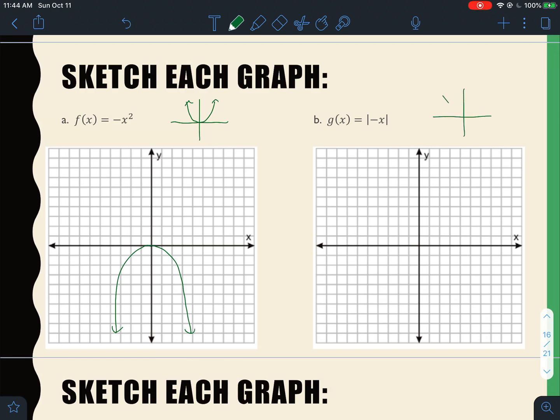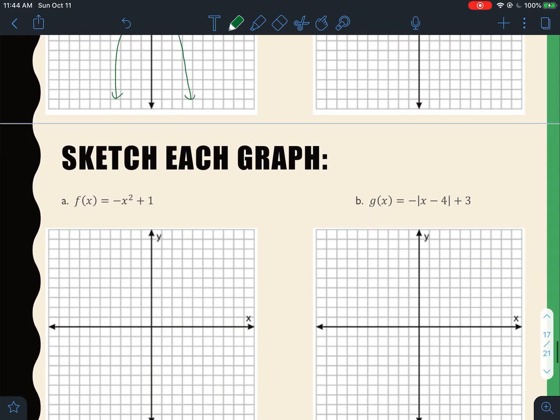If I did the absolute value of x, that's the v. And then if the negative's on the inside, it flips it over left to right. And so if I flip it over left to right, it's going to look identical to the original problem. So it doesn't actually change the original graph at all. If I did the absolute value of negative x, or if I did the absolute value of x, it looks the exact same in both of those situations.